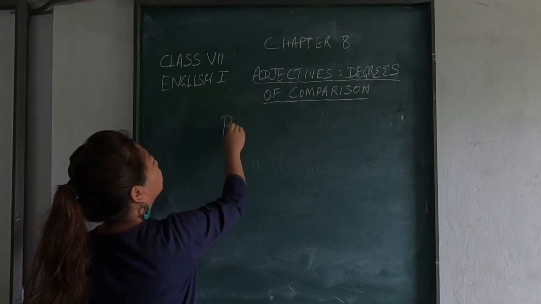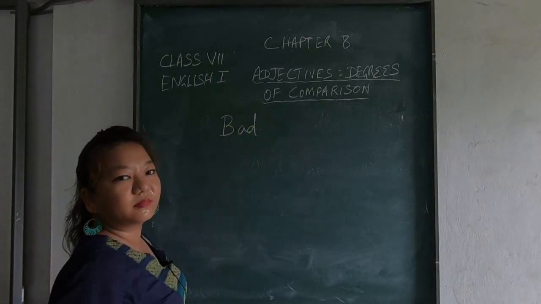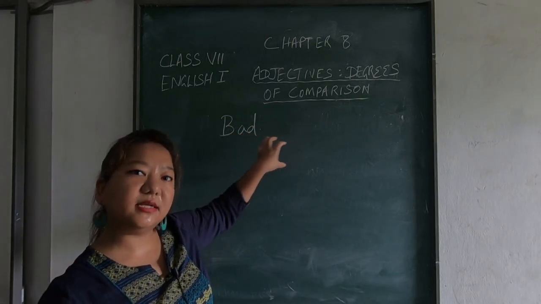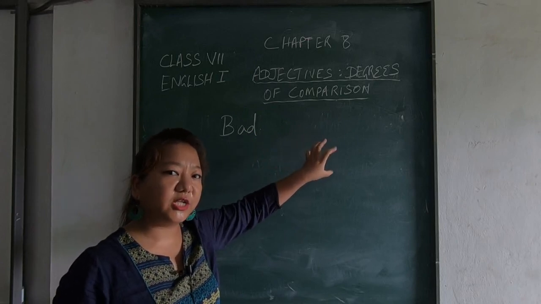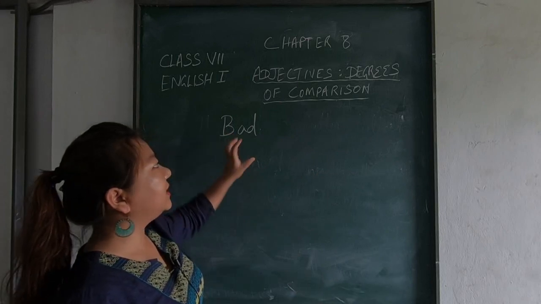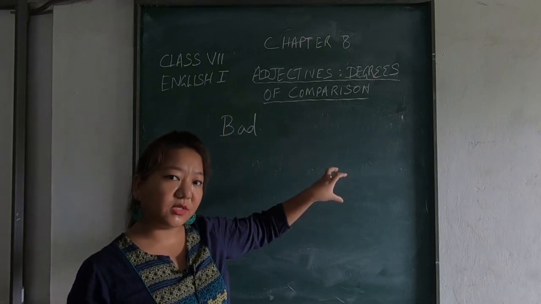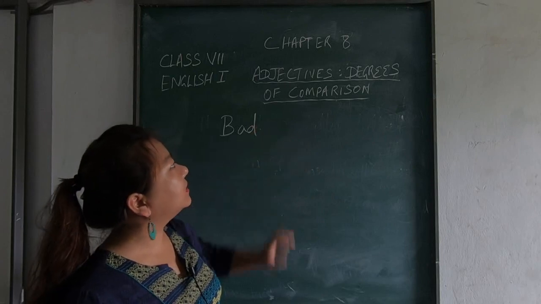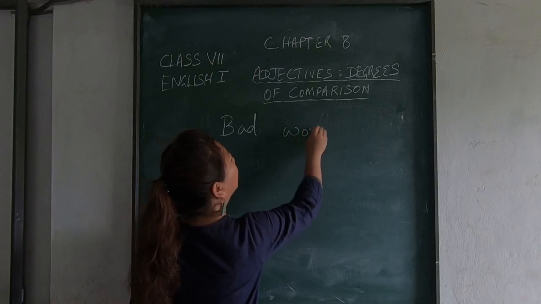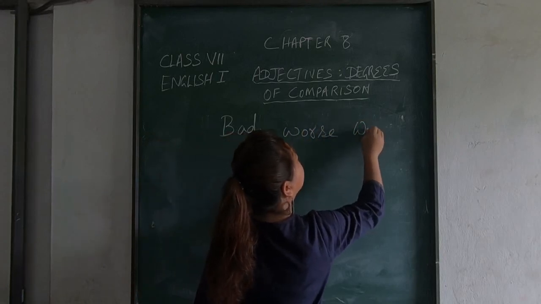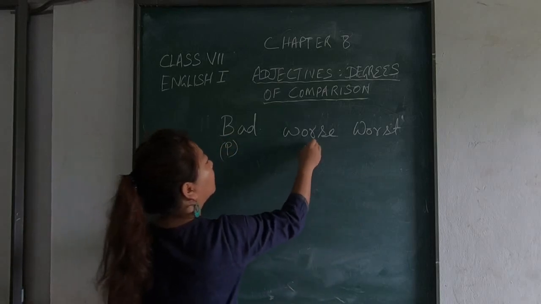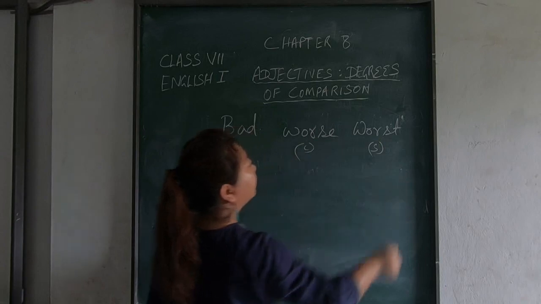Example, bad. This is 1 syllable, but we cannot add ER or EST or anything to it to change it into a comparative or a superlative degree. These kind of words just change into different words to mark the degrees. For example, bad, worse, worst. This is the positive degree, comparative degree and superlative degree.